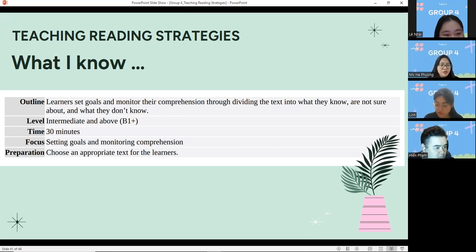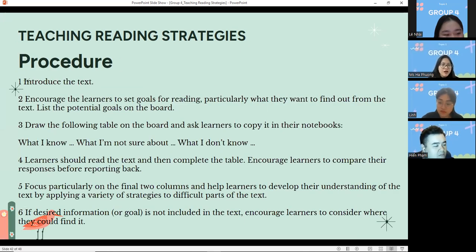For the preparation, the teacher chooses an appropriate text for the learners. This should be suitable for students at level B2 and above. For the procedure of this reading strategy, first, the teacher needs to introduce the text. And then the teacher encourages the learners to set goals for reading, particularly what they want to find out from the text. List the potential goals on the board.